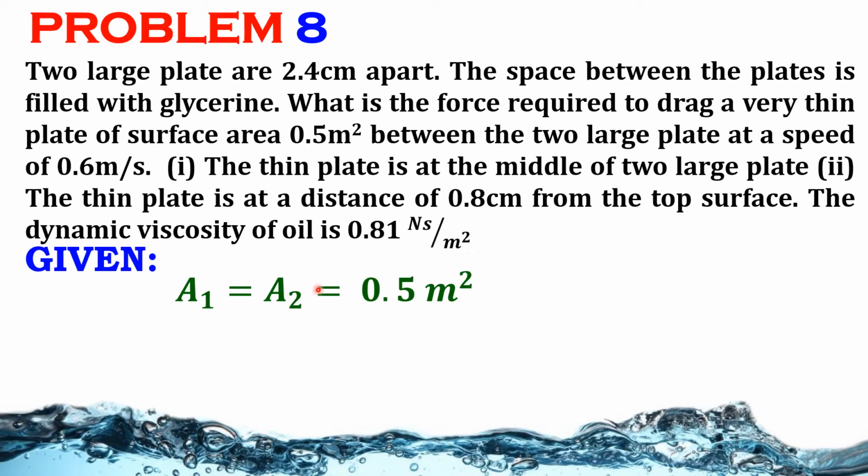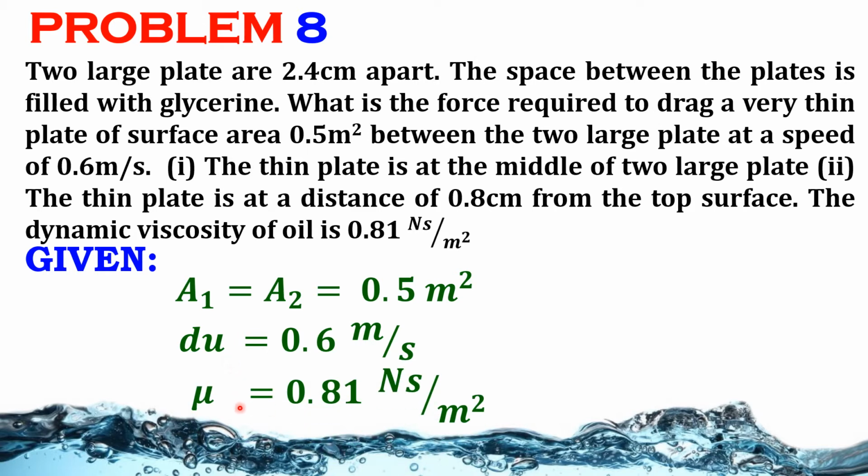Given, they have given your area as 0.5 meter square. Therefore, A1 equal to A2 is equal to 0.5 meter square. Then they have given your velocity as 0.6 meter per second. Therefore, by assuming your initial velocity as 0, your change in velocity du is equal to 0.6 meter per second. The dynamic viscosity is given as 0.81 Newton second per meter square.